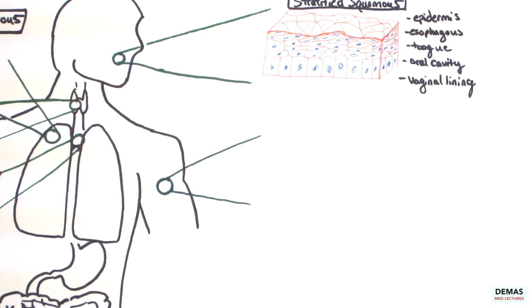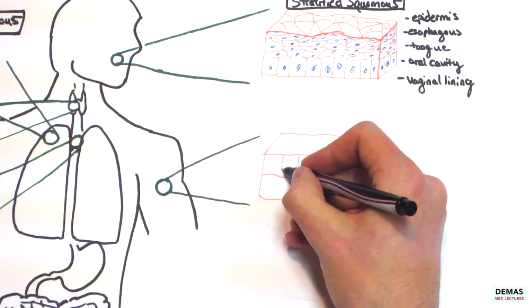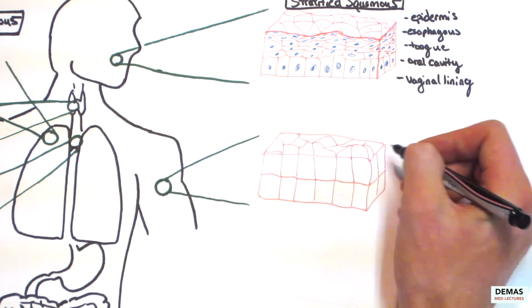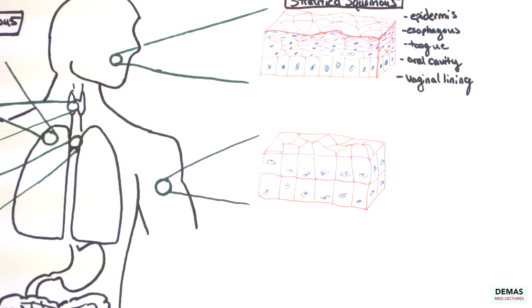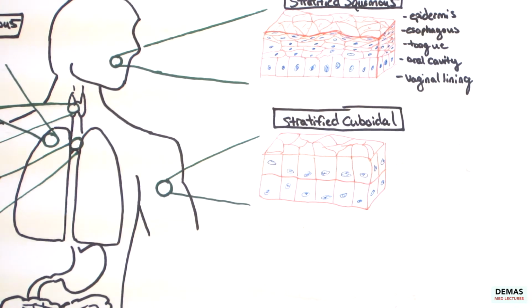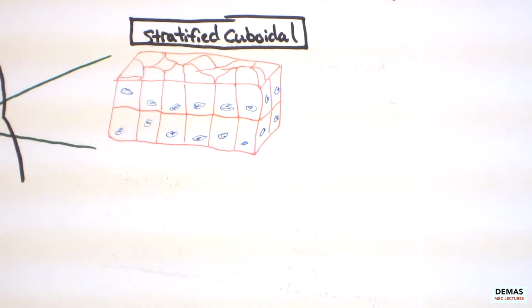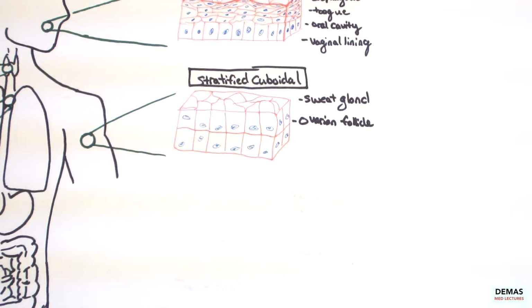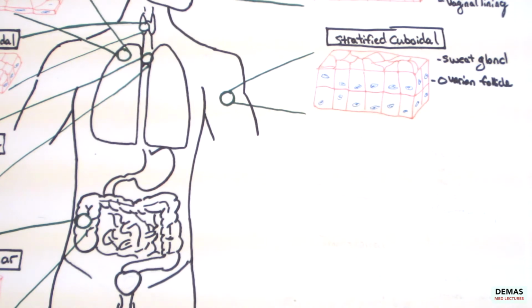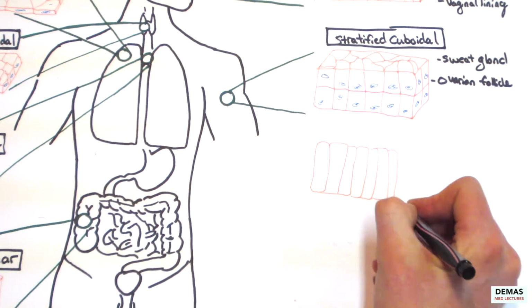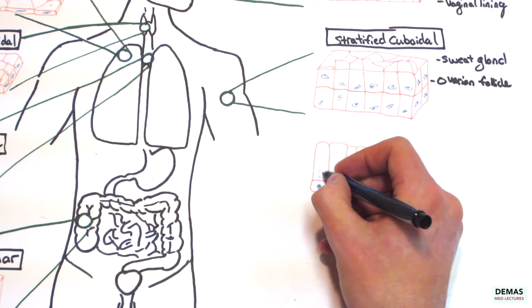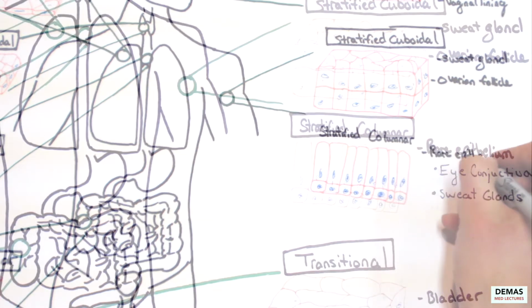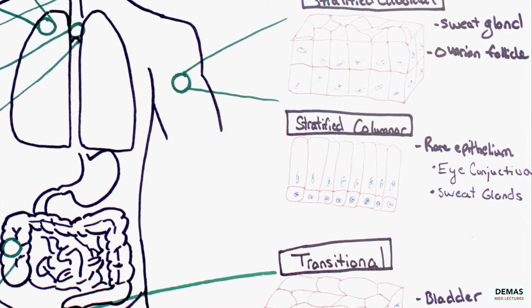The next epithelia that we'll focus on is a stratified variety as well, known as stratified cuboidal. It has multiple layers, only two, and often has a cuboidal shape to the structure. It's often found in places such as the ovarian follicle, as well as sweat glands. The next type of epithelia that we'll be focusing on is a fairly rare type, and it is also a stratified type with 2 layers, and it's columnar, stratified columnar. This type of epithelia can be found in eye conjunctiva as well as sweat glands.